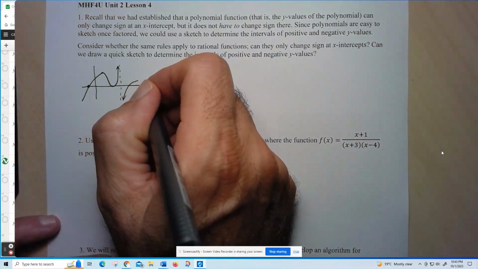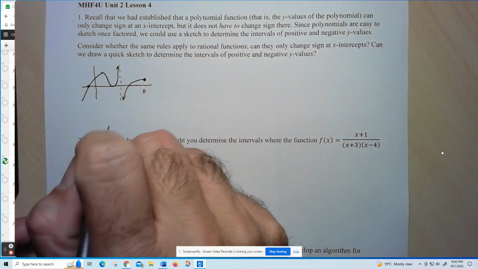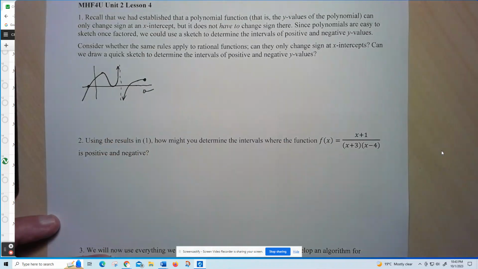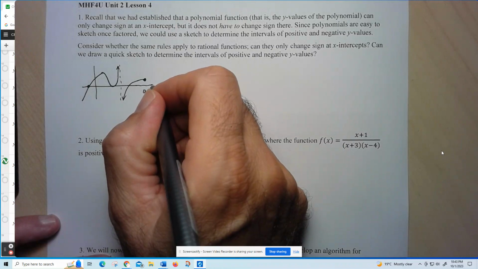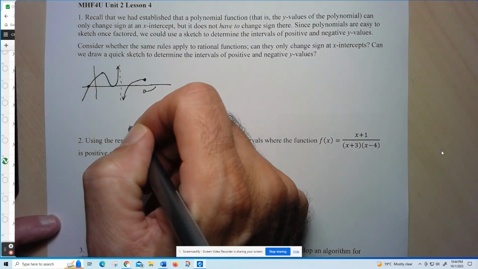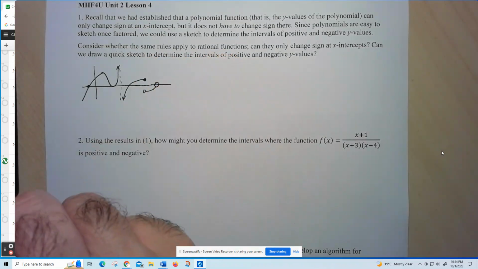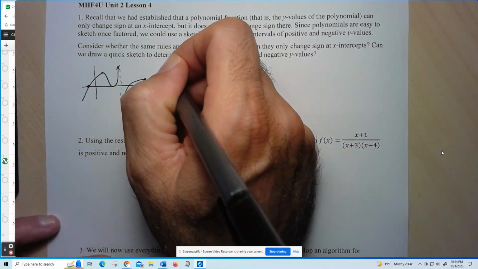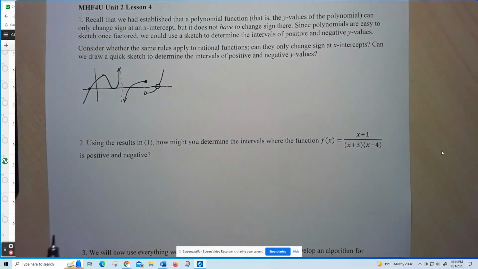Okay? You could also have, and I think we've referenced this before, you could have a jump. Okay? So you can change sign at a discontinuity. Speaking of discontinuities, you could have something that looks like it's crossing the x-axis, but what if you have a hole exactly at the x-axis? Well, the function is changing sign. Technically, there's no x-intercept here. Okay?